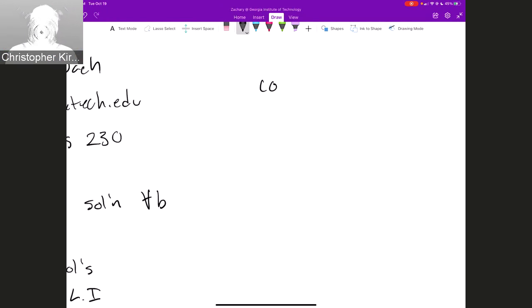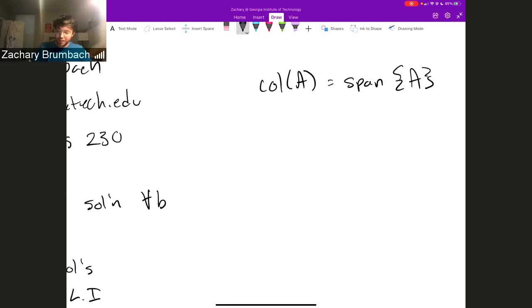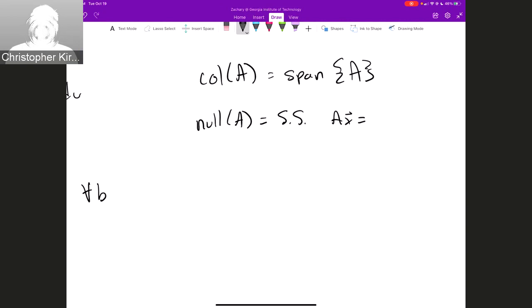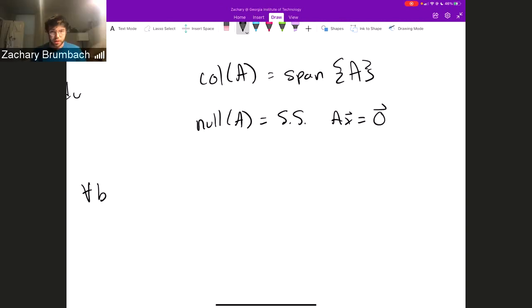Column space of A is equal to the span of the columns of A. That's the easiest way to think about it. Appropriately named, column space. And then we also have the null space. The null space deals with our solution set. Null space is the solution set of Ax equals 0. So how do you find that?